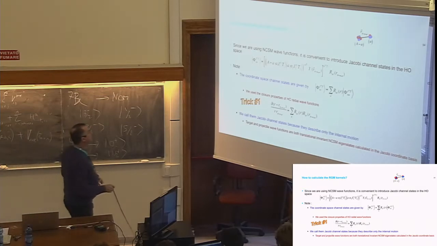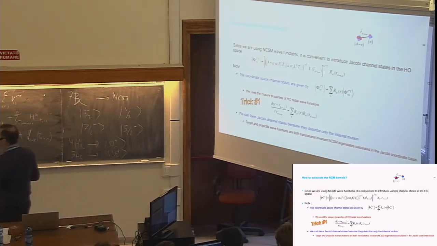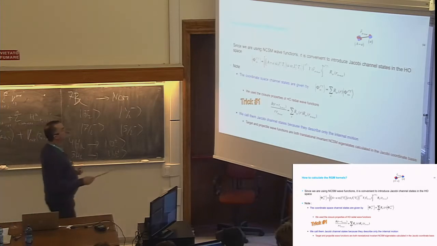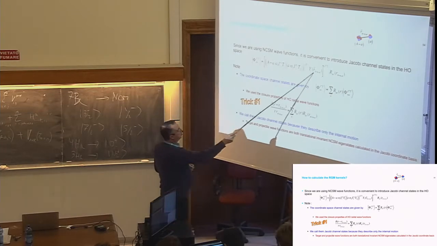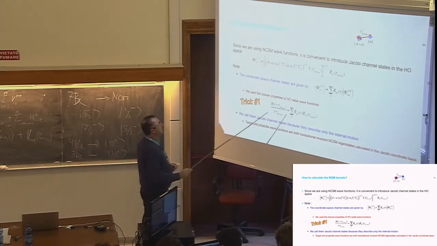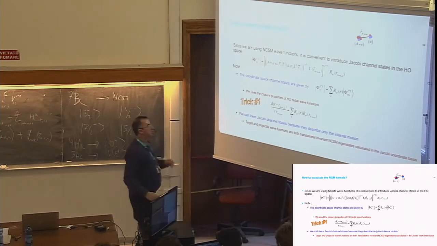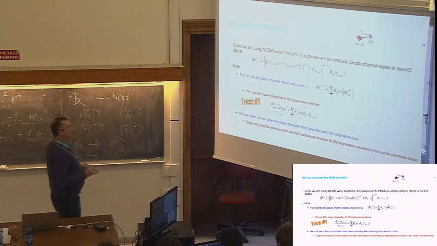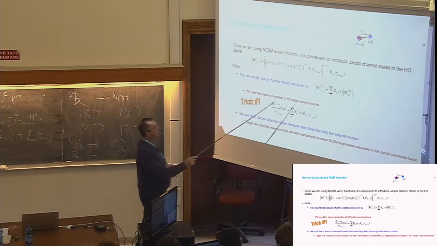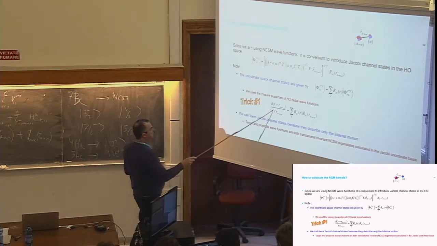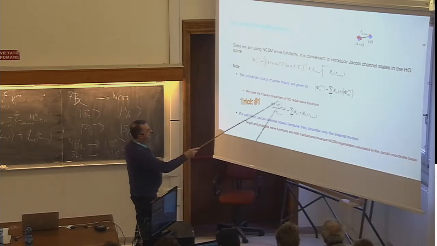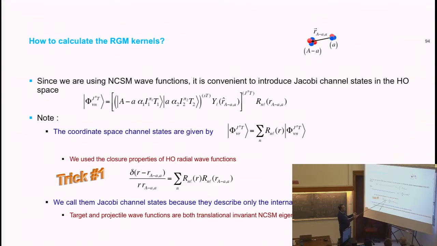Okay, and so now I have these channel states which I erased here. But so this is this channel state, right? Where I have the target projectile orbital momentum between those two, and then I had this G. So now what I can do, I can expand my, so that was a Dirac delta, right? So now I can rewrite this Dirac delta, which depends only on the absolute values of the coordinates, using the radial harmonic oscillator wave functions.